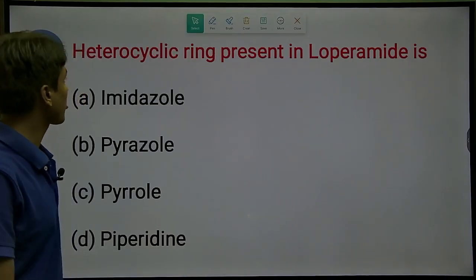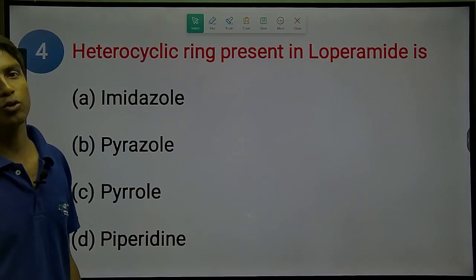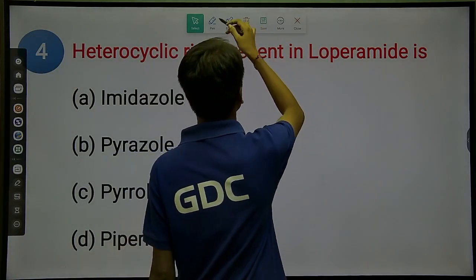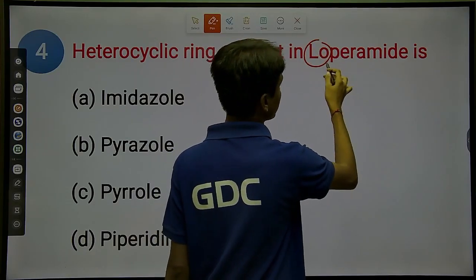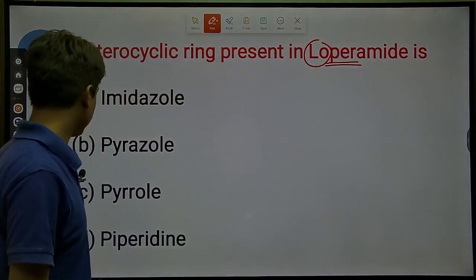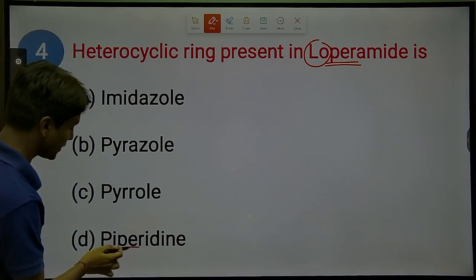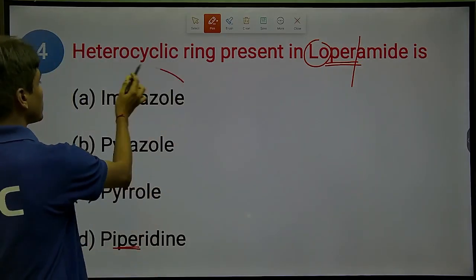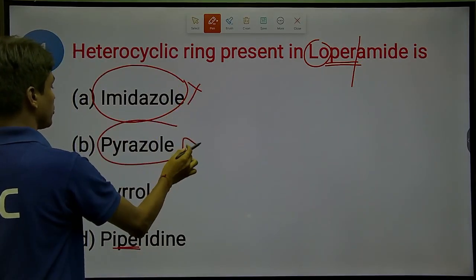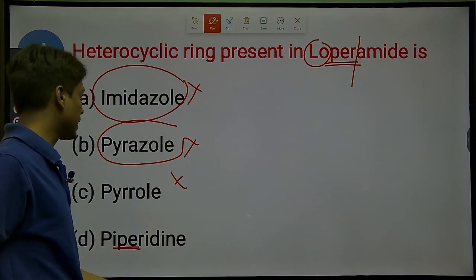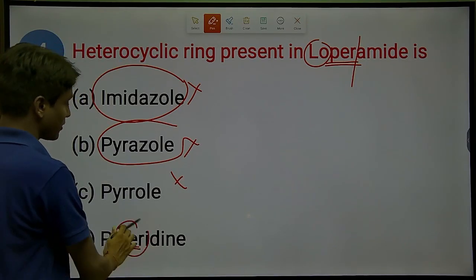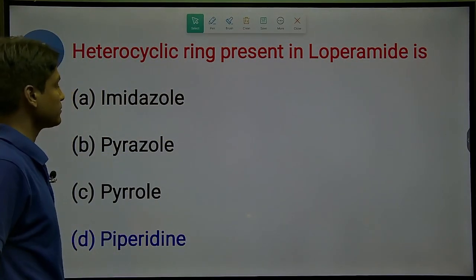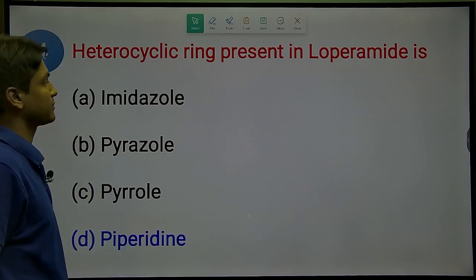As the next question, the heterocyclic ring present in loperamide. Loperamide is an anti-diarrheal drug. It contains a chlorine moiety. 'Per' nothing but piperidine. Next, an amide moiety is also there in loperamide. Whether imidazole moiety is there, no. Pyrazole, no. Pyrrole, no. Then what might be there? That is piperidine. In the name, the 'per' is there. So the answer for this one is the piperidine ring.